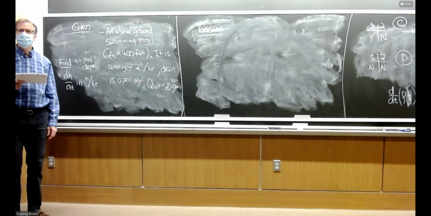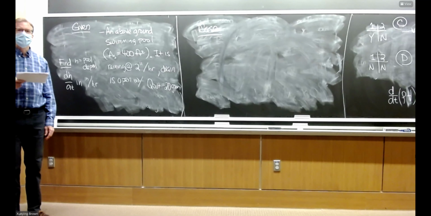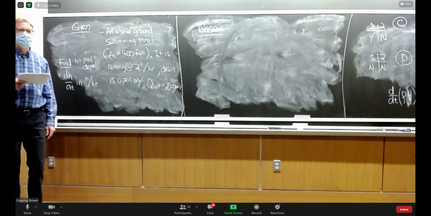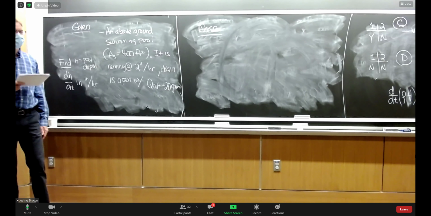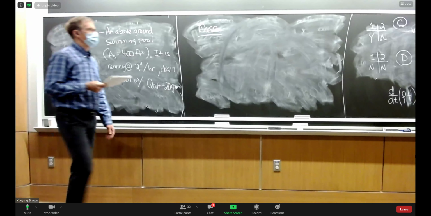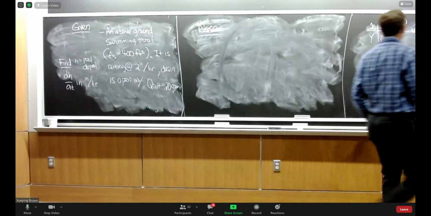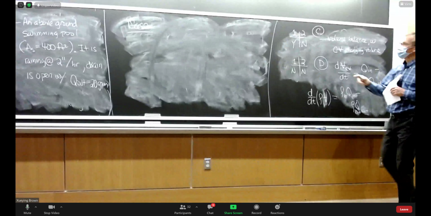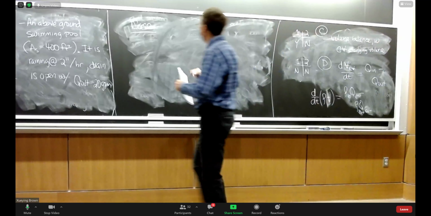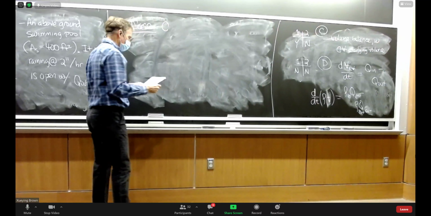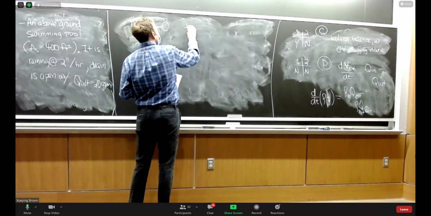Looking for an answer from you. Which case is it? I have a C from William here. Cordell says incompressible, but not steady or constant. Yeah, so that's incompressible, not steady. That's case C. Incompressible, unsteady.